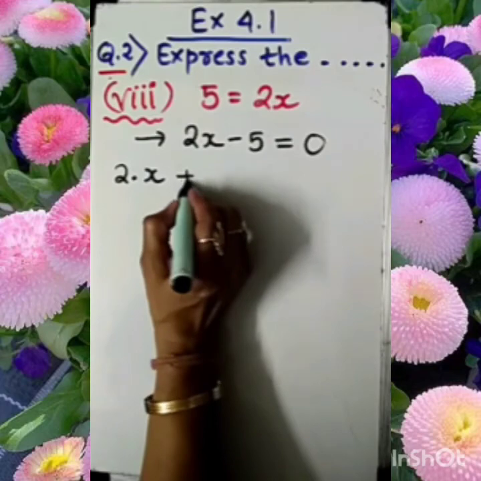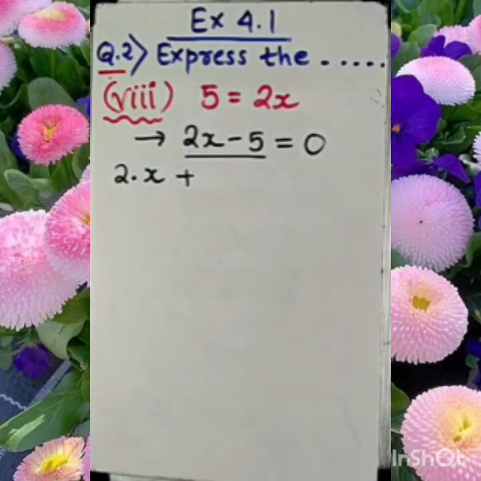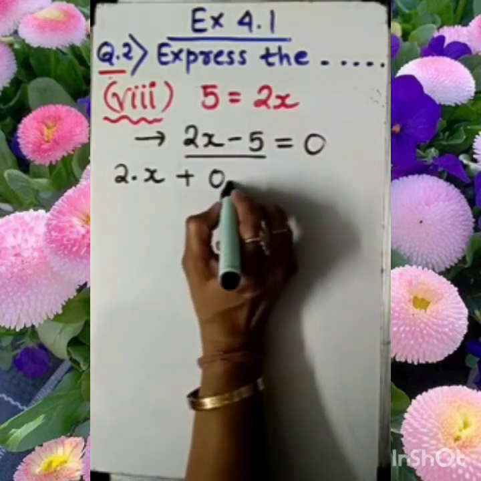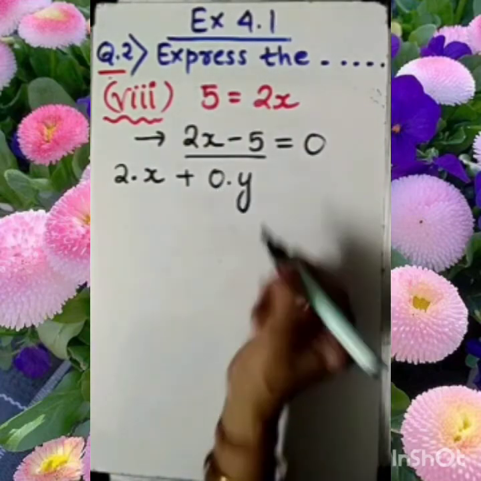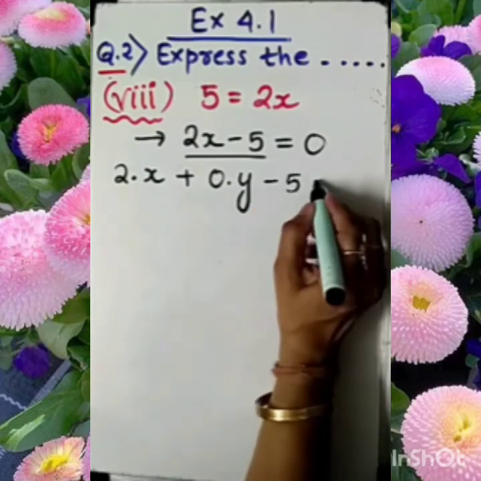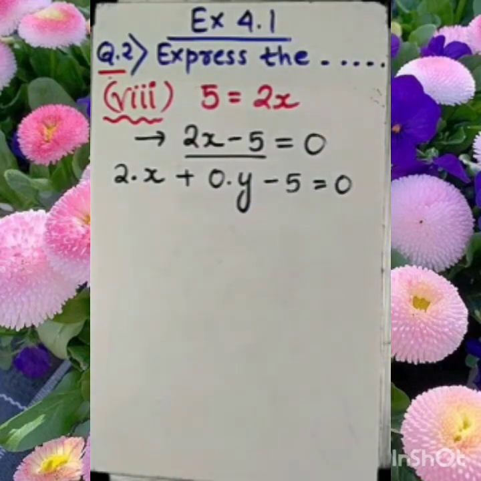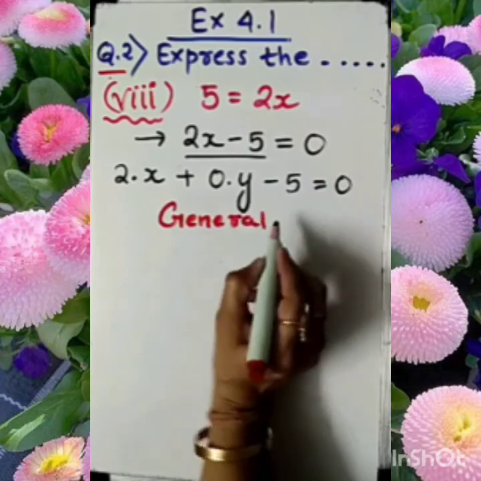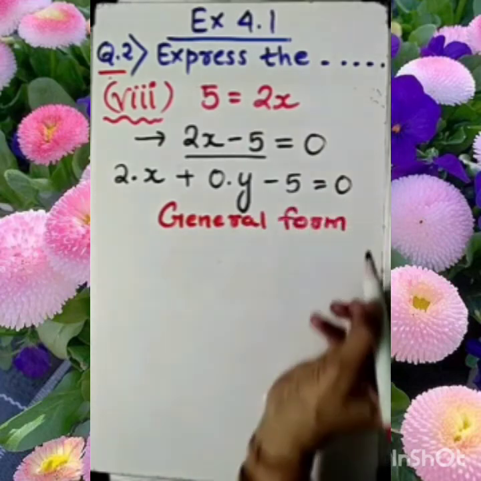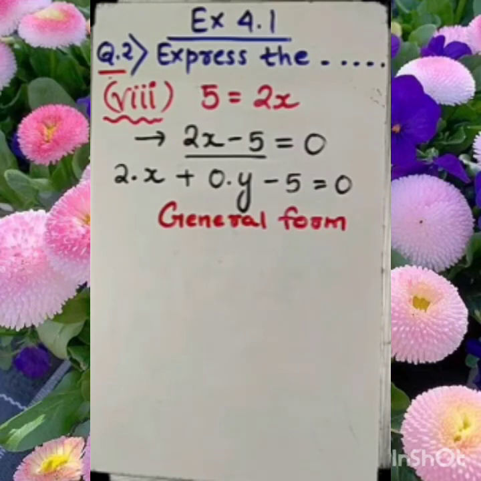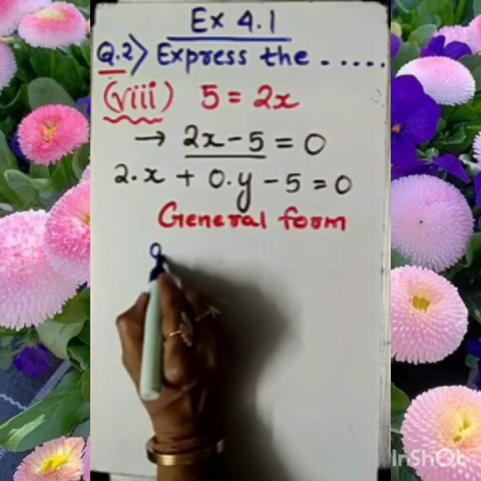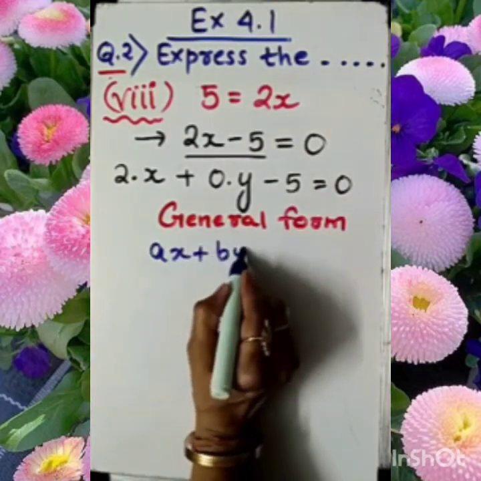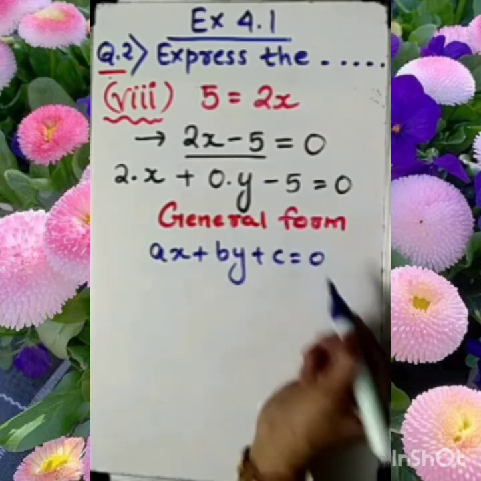Okay. Now let's write it in a proper way so that you can write it as 2 into x. But what about the coefficient of y? In this equation, the coefficient of y is not given. So in place of that, we can write 0 into y. Fine. And of course, this minus 5 is a constant. Now, let's work on the general form. We know the general form of a linear equation in two variables. What is the general form? It is ax plus by plus c equal to 0.